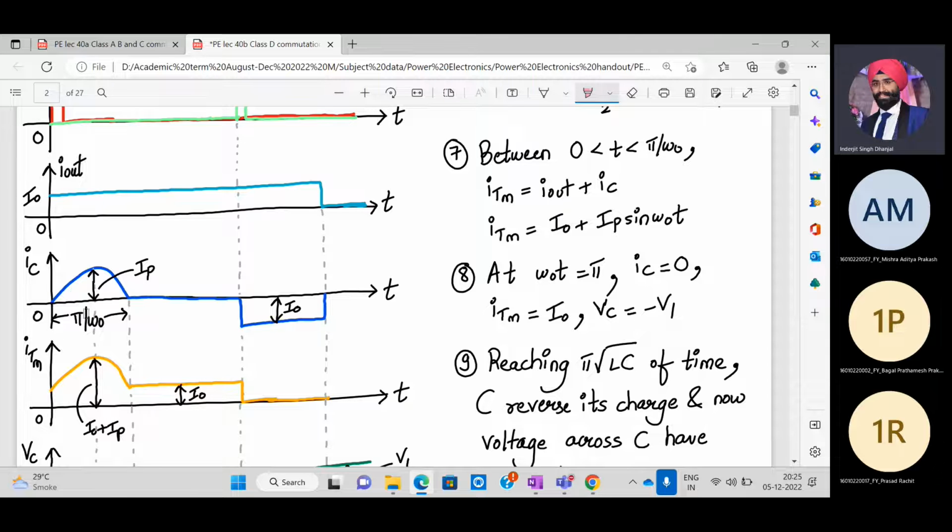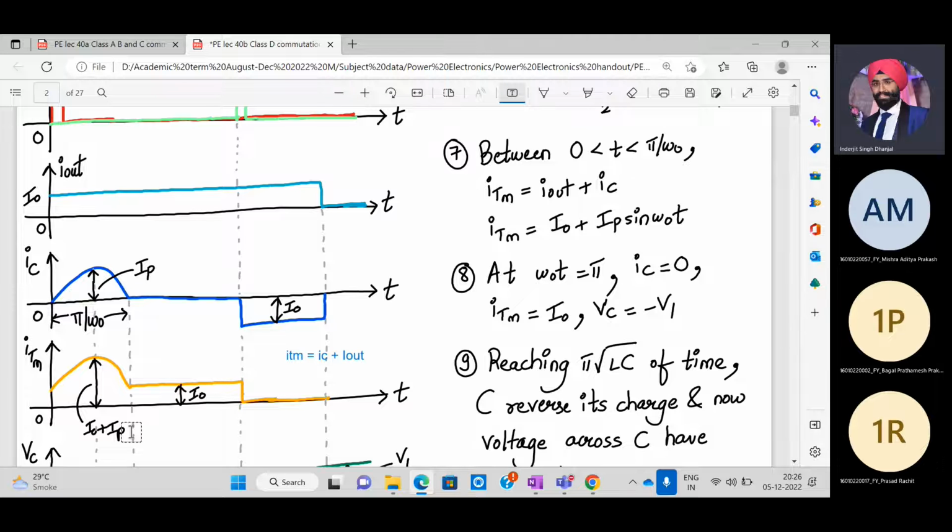All right. Now, what will be the main current? You remember, what is the formula for the main current? ITM was given by IC plus I out. And you know I out is a constant, correct? So ITM is IC plus I naught. So I naught is your constant value, and this is your IC. So that's how you get this elevated value. So this is I naught plus IP.